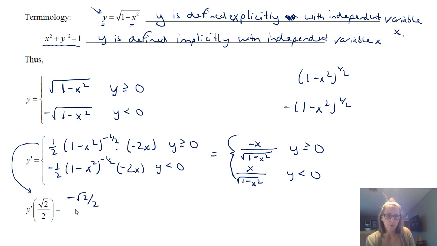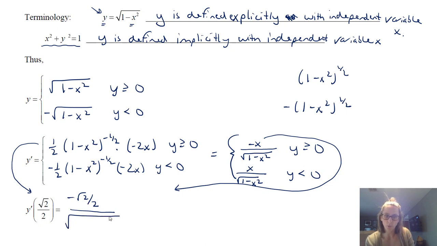So all we have to do then is write this as, it's going to be a little algebra here, negative root 2 over 2. So I'm plugging this in from over here. So I'm taking this piece and I'm just plugging in that x. So root 2 over 2, and then that's going to be divided by the square root of 1 minus root 2 over 2 squared.